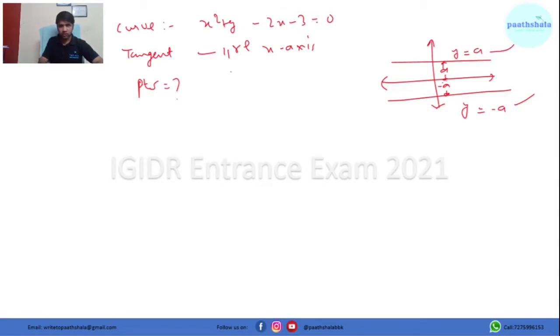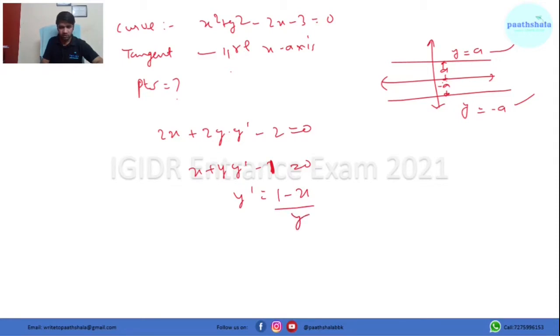In order to find out the points, we have to differentiate this curve's equation. So this will come out to be 2x plus 2y into y dash minus 2, as the differentiation of x is 1 and differentiation of 3 is 0. We can eliminate 2 by taking it common from all the terms. So this will come out to be x plus y y dash minus 1, so y dash will come out to be 1 minus x upon y. This is representing the slope of the tangent.